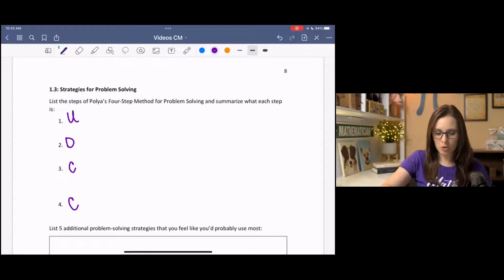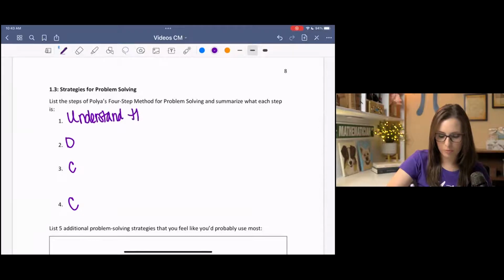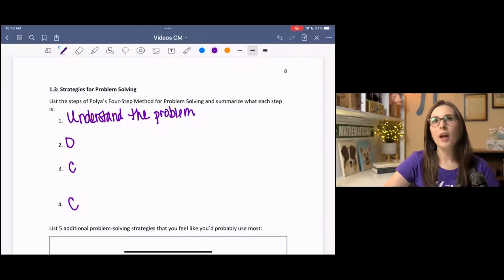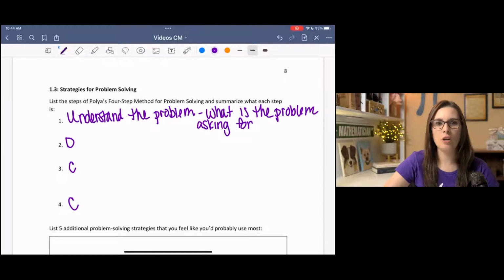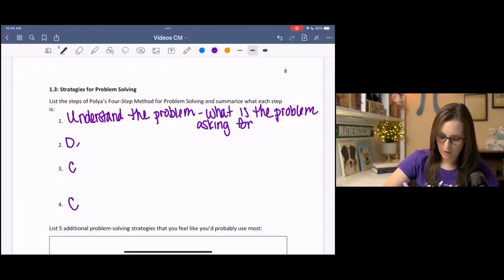The first one is to understand the problem. That means that you need to read the problem and figure out what it is asking for. What is the problem asking for? And so sometimes that might mean you underline important information, you highlight the question, and you're understanding what it's even saying. The next step is to devise a plan.